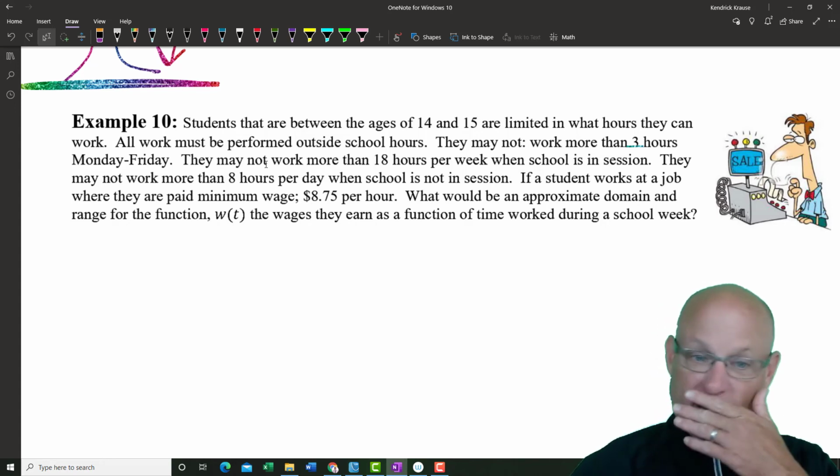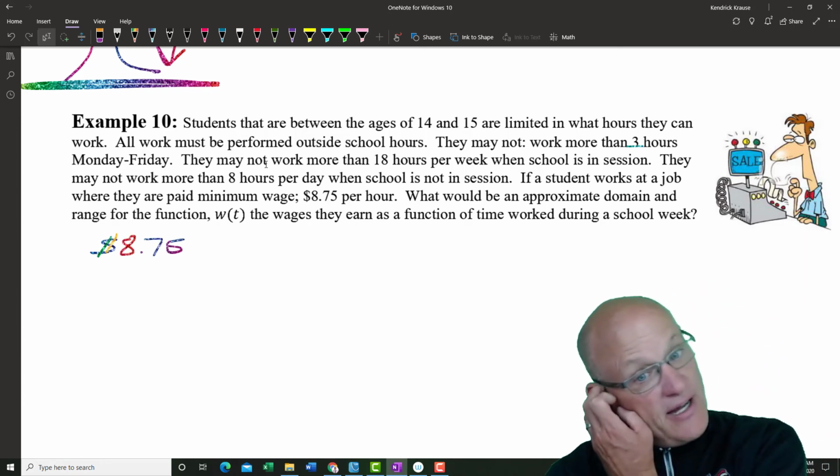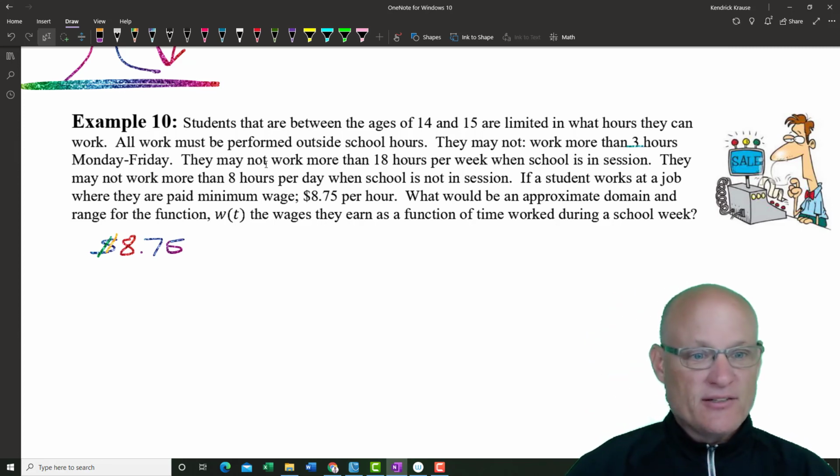Well, they may not work more than 18 hours per week when school is in session. They may not work more than 8 hours per day. If a student works a job and they're paid the minimum, they're going to get paid $8.75 an hour. Boy, I should really update that. I think it's up to 12 something. Wow, it really has shot up since I wrote that. That's crazy. What is the approximate domain and range for wages working in school?